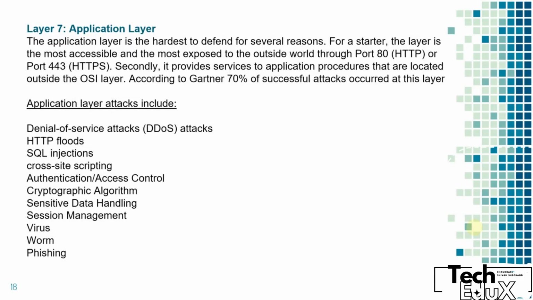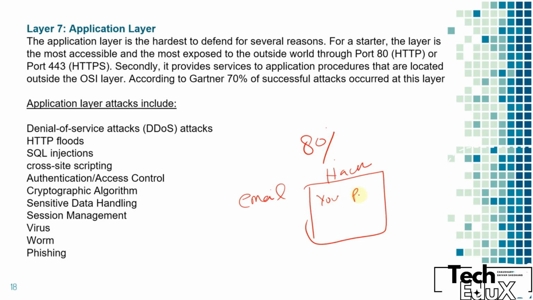Last but not least, the application layer. This is the application layer where I would say 80% of the attacks happen, because this is where the end user is interacting. Maybe he is going to open an email received from a hacker, where most of the time it is written that you have won some prize. In order to get that prize, kindly click on this link.